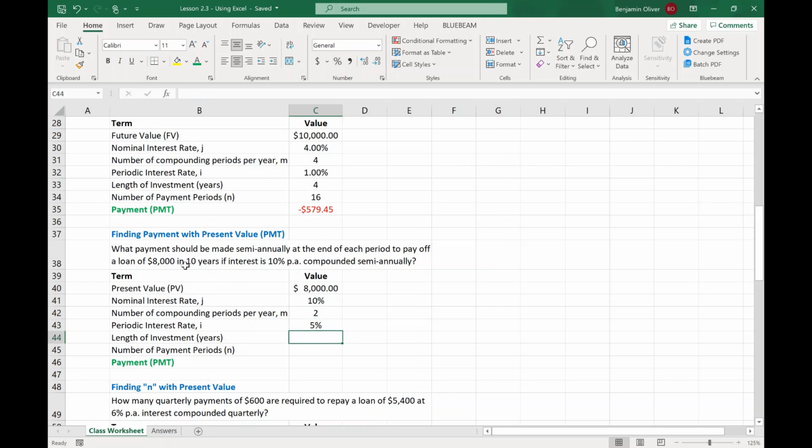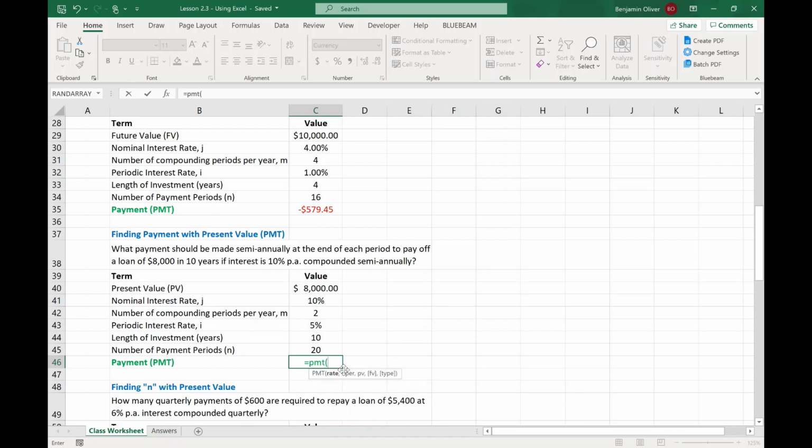Our length of investment, okay, our loan is paid off over 10 years, meaning that our length is 10 years. And our number of payment periods, therefore, can be calculated equal to 10 years times 2 compounding periods per year, okay? So a total of 20 payments to pay off this $8,000 loan. So for our payment, remember, it's the same as the acronym in the formula, PMT.